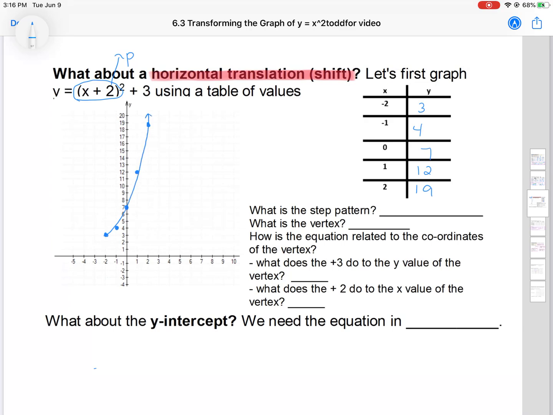Okay, so now we want to make our parabola symmetrical. So what is the step pattern? It's got an a value of 1, so the step pattern is 1, 3, 5. 7 maybe will fit on here. So over 1, up 1, over 1, up 1, 2, 3, over 1, up 1, 2, 3, 4, 5, over 1, up 1, 2, 3, 4, 5, 6, 7.